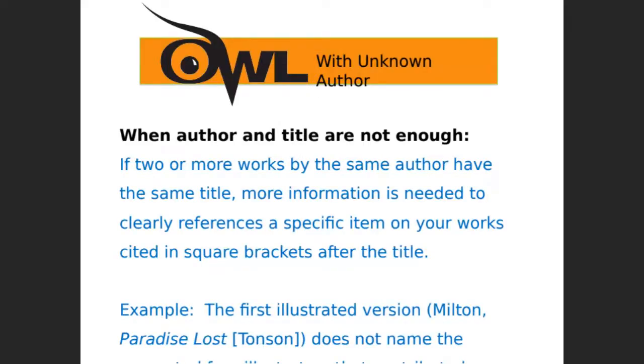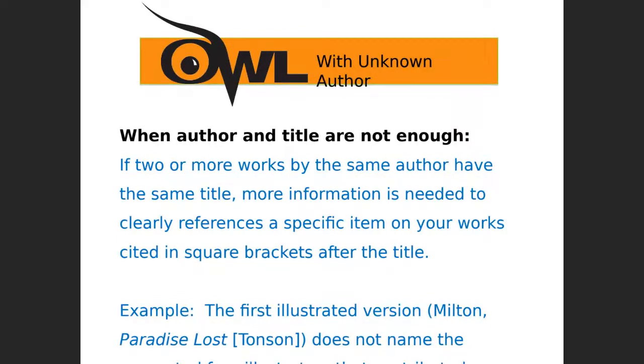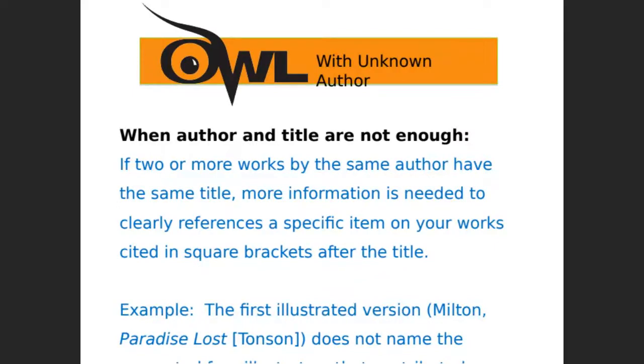When author and title are not enough, if 2 or more works by the same author have the same title, more information is needed to clearly reference a specific item on your works cited, in square brackets after the title. You'll find this does not happen much, but sometimes it could conceivably happen that there are 2 different works by the same author, especially if you're very passionate about that author. So use brackets to let the reader know what piece it is.